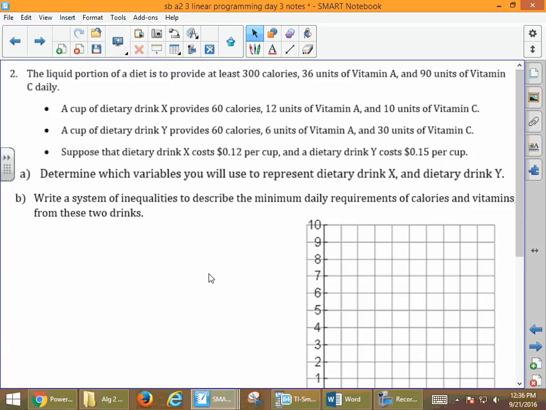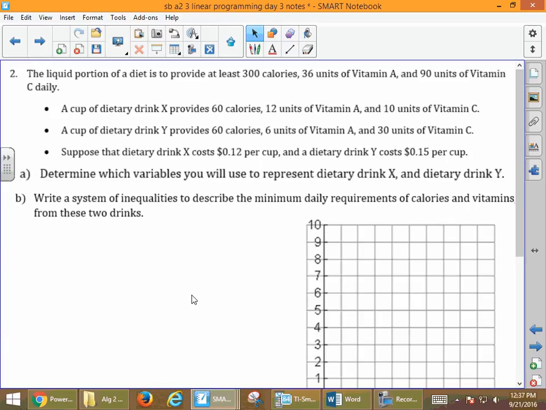The liquid portion of a diet is to provide at least 300 calories, 36 units of vitamin A, and 90 units of vitamin C daily. The cup of dietary drink X provides 60 calories, has 12 units of vitamin A and 10 units of vitamin C. Dietary drink Y provides 60 calories with 6 units of vitamin A and 30 units of vitamin C. Suppose that the dietary drink X costs 12 cents per cup and the dietary drink Y costs 15 cents per cup.